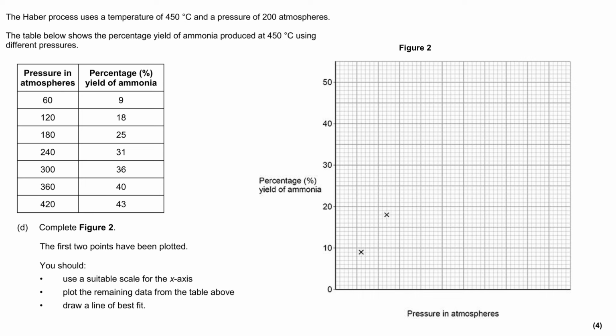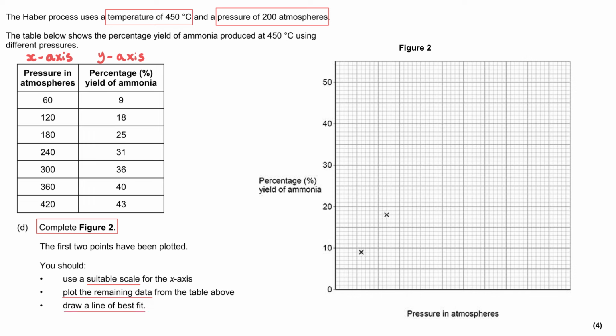The Haber process uses a temperature of 450 degrees C and a pressure of 200 atmospheres. The table below shows how the percentage yield of ammonia produced at 450 degrees C changes when we use different pressures. And we've been commanded to complete figure 2, which is this graph on the right hand side. The first 2 points have been plotted for us, and we need to use a suitable scale on the x-axis, so that is this x-axis here, where they've already labelled it as pressure for us, and then plot the remaining data points and add a line of best fit.